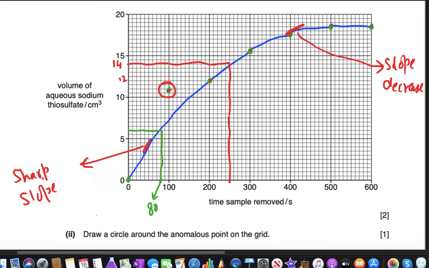Why is there a sharp slope at 50 seconds and why does the slope decrease at 400 seconds? The reason is the rate of reaction decreases. The rate of reaction is fast at 50 seconds because the curve is sharp, and at 400 seconds the slope decreases, which means the rate of reaction decreases. Why does the rate of reaction decrease with time? Because concentration decreases. When you start the reaction, the concentration of the reactants is maximum, so there are more collisions at the beginning, but after some time the reactants are used up, so there are fewer collisions and the rate of reaction is slower.